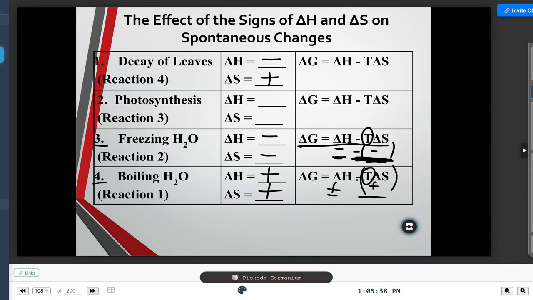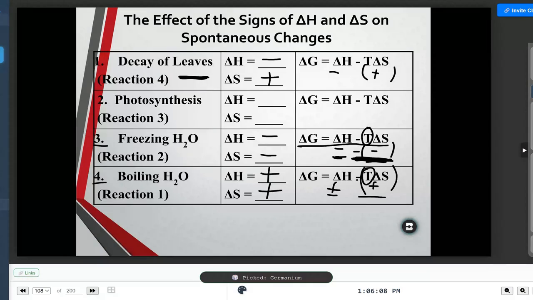So then we've got a negative for delta H and then we have a necessarily positive value here, which means this is a minus. And this is going to have to be minus because no matter what our temperature is, this is always going to be negative. So this is always going to be negative, which means this one is always going to be spontaneous. All right? If this is always negative, then this is the reaction that's always spontaneous. This is the natural order of things. Leaves decay. Okay? That's the natural process without energy being put into it.